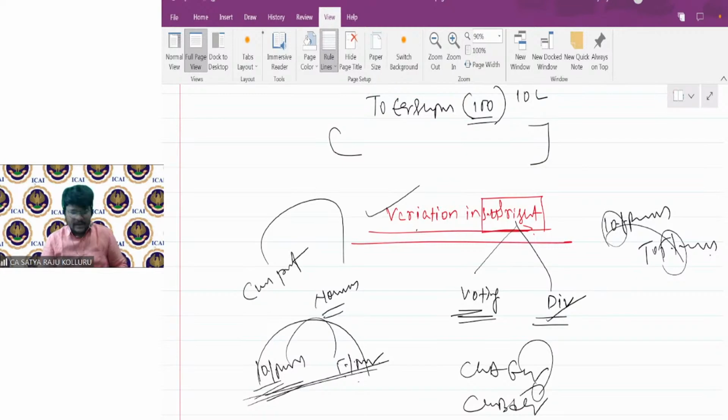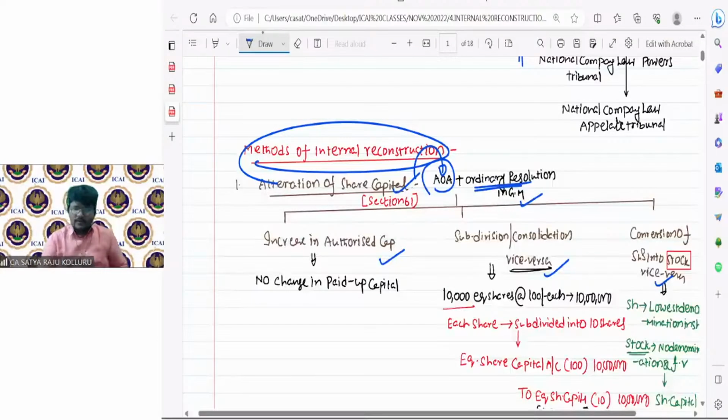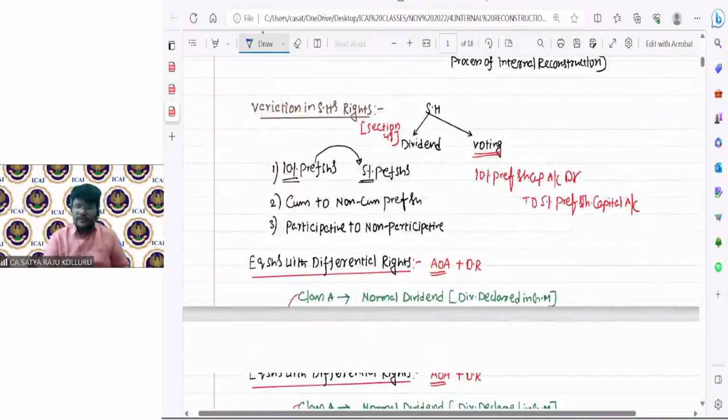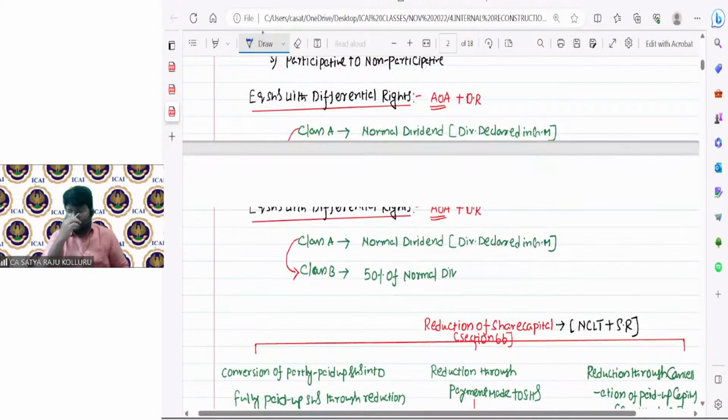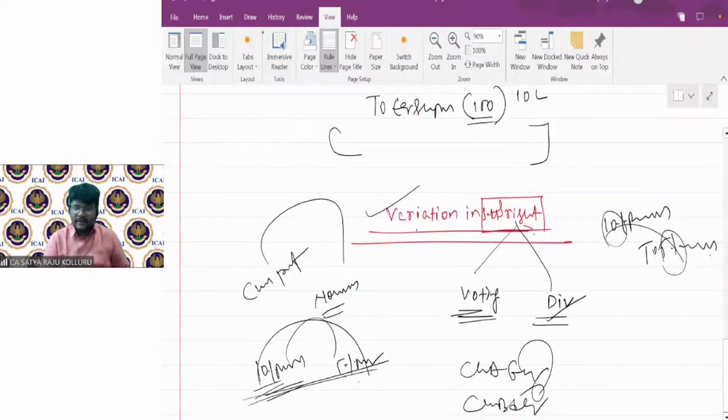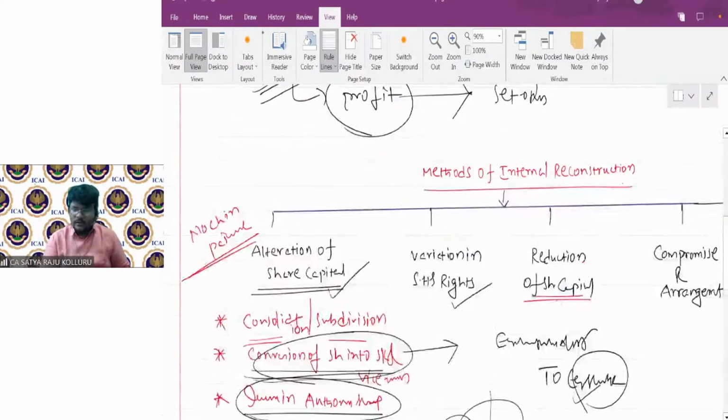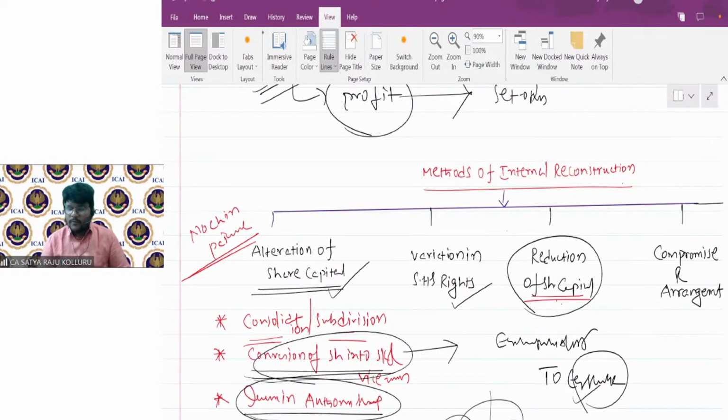And that is all about variation in shareholders' rights, guys. If you check the same examples I provided, this is all about variation in shareholders' rights. No need to discuss much about this component as well, okay? Now, let me discuss reduction of share capital in a deeper manner, because so many times we come across the reduction of share capital concept in our problems.